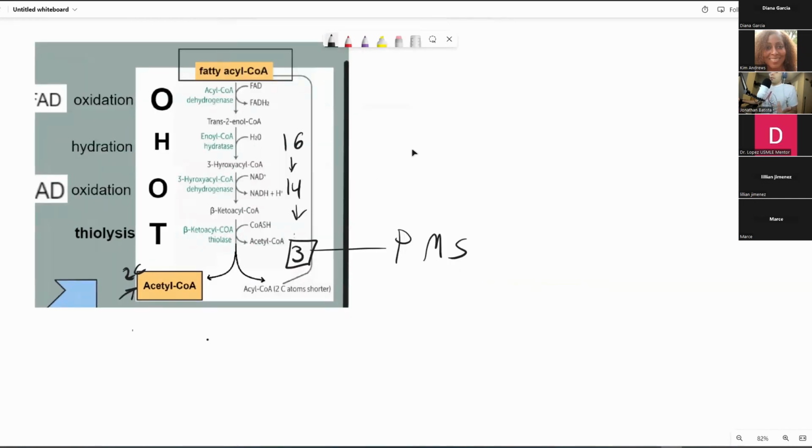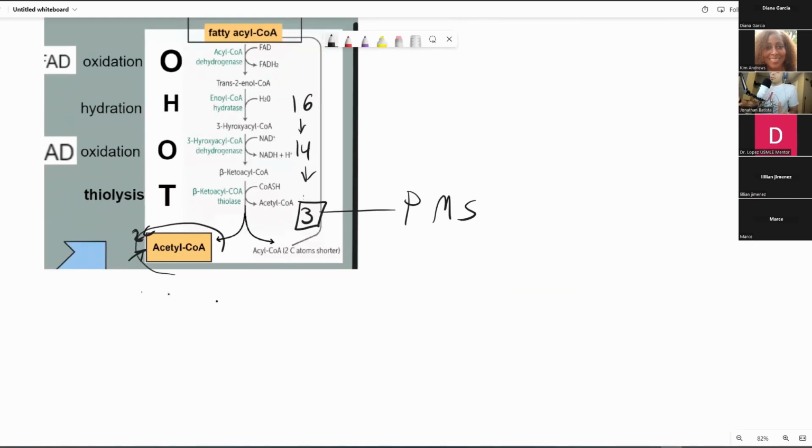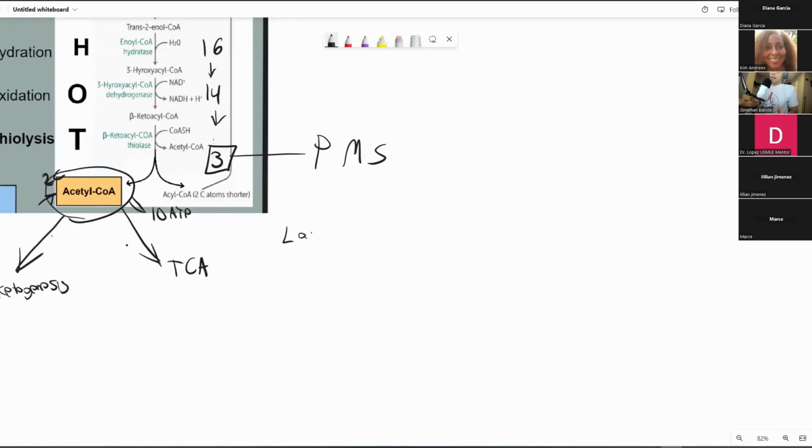All right, now, of course, you're going to see what is this acetyl-CoA going to do? And this is where it gets important, because this acetyl-CoA can either undergo ketogenesis or it can directly enter the TCA cycle. Yes, it can enter the TCA cycle. It will give you 10 ATP per acetyl-CoA. Remember that, 10 ATP per acetyl-CoA. When it comes to lactic acid, we net 2 ATP. When it comes to a molecule of glucose, we're looking at 32 ATP.